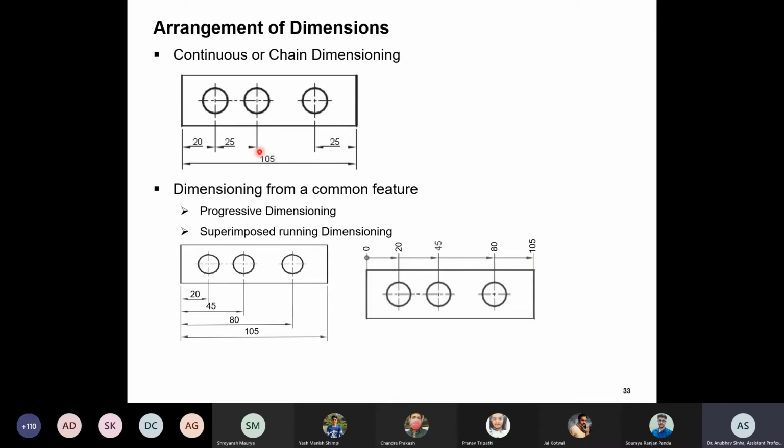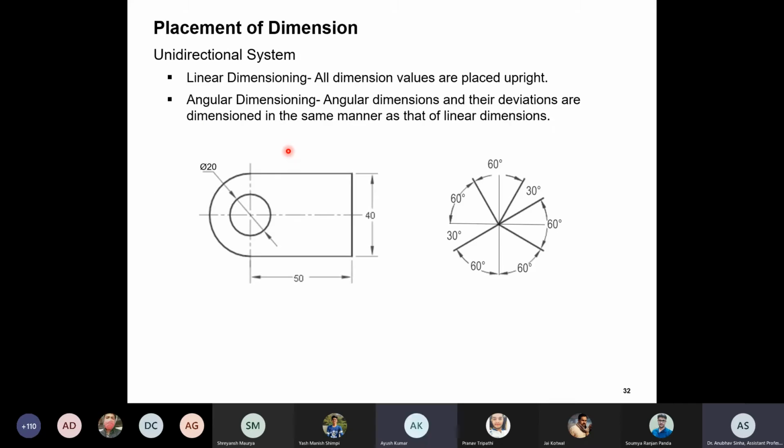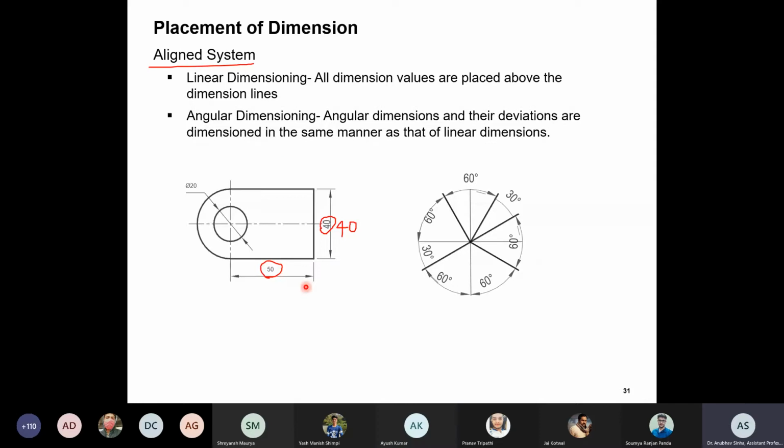Another way is that I can do, yes. What is the difference between the aligned system and the unidirectional system? Sorry, please repeat your question. What is the difference between aligned and unidirectional system? So aligned will be aligned to this line. Let me just, give me a second.